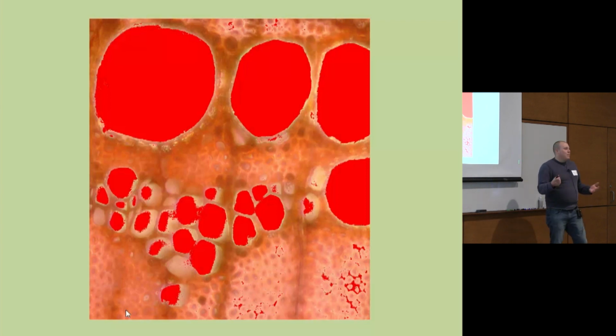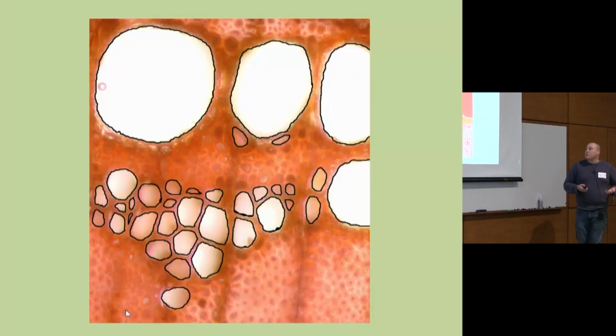So the main problem with the thresholding is you get shadows. You can kind of see the shadows on this one here. And you also get colors that are the same as the background. You can see the fibers here are almost the exact same color as this vessel element here. So you get all that noise that you're trying to deal with.